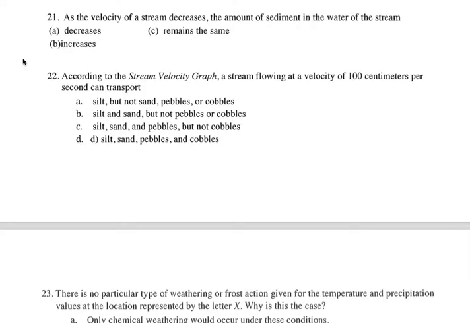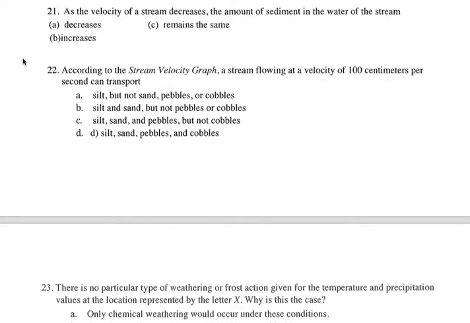21. As the velocity of a stream decreases, the amount of sediment in the water of the stream, A, decreases, B, increases, C, it remains the same.